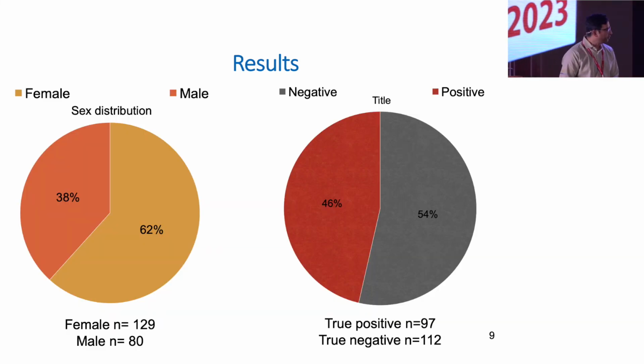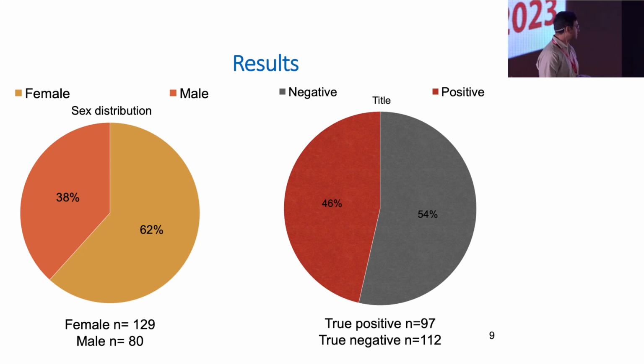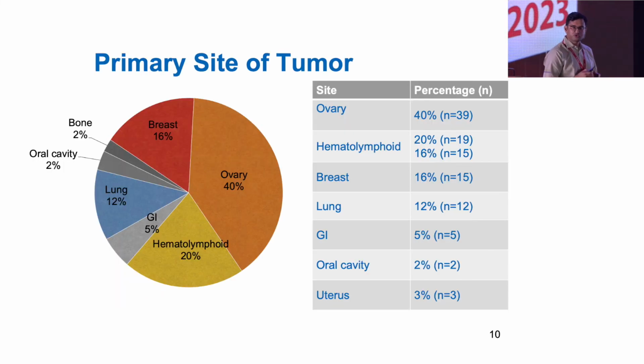In our results, we found that amongst all the cases, 129 were female patients and 80 were male patients. A total of 97 samples, that is 46%, were found to be true positives, and 112 cases were found to be negative on microscopy for malignant cells. We found that the most common primary site in cases of malignant effusions was ovary. The second most common was hematolymphoid, followed by breast and lung.